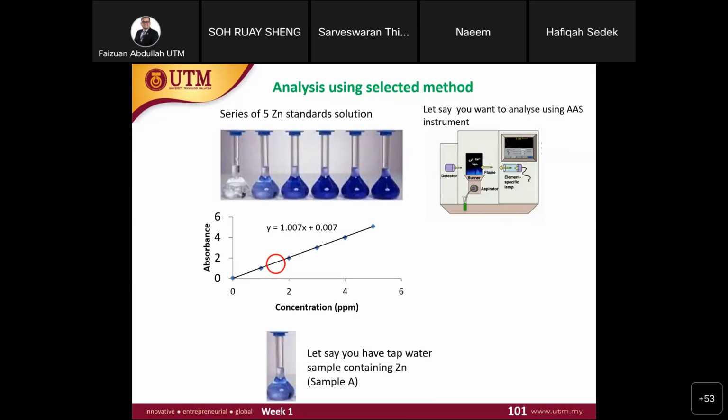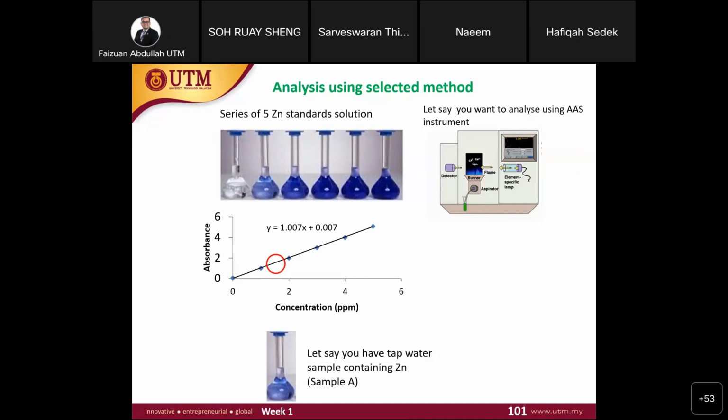For example, you want to analyze zinc in your sample. So you prepare 5 known concentrations of zinc solution. Why 5? Because mathematically or statistically we can accept 5 different, increasing concentrations: 1, 2, 3, 4, 5, for example, and start with 0 lah. So prepare 6 concentrations: 0, 1, 2, 3, 4, 5.